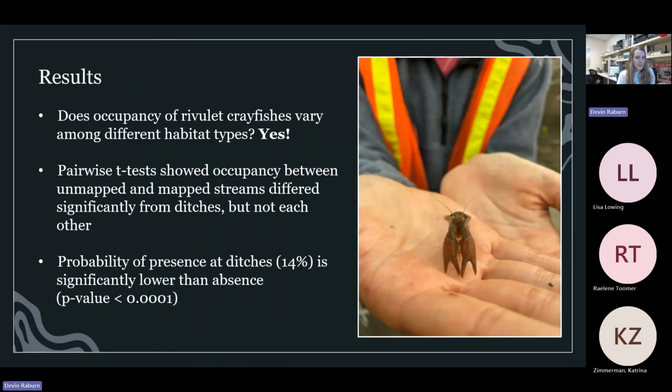We asked, our question, right, was, does occupancy of rivulet crayfishes vary among these overlooked habitat types? And we found that it did. So the pairwise t-test that we ran showed occupancy between unmapped and mapped streams differed significantly from ditches, but not from each other. And we saw that in the naive occupancy rates as well. So the probability of presence of rivulet crayfishes at ditches is significantly lower than absence. So when we're pulling up to a roadside ditch, we're a lot less likely to find them in that system.